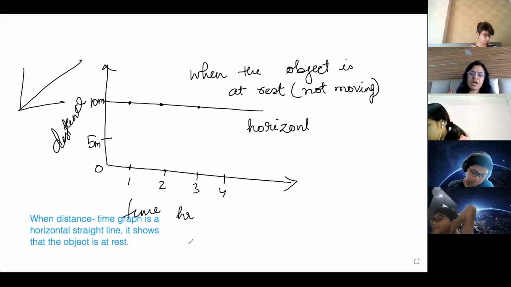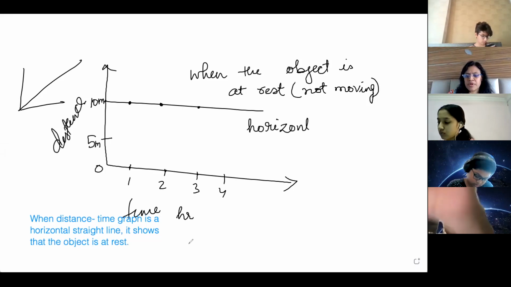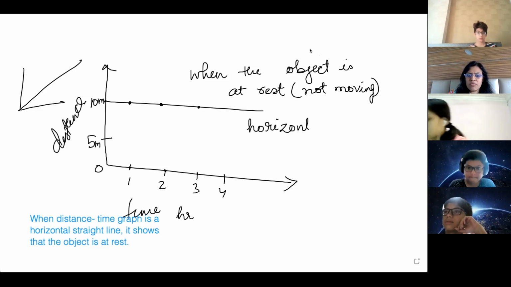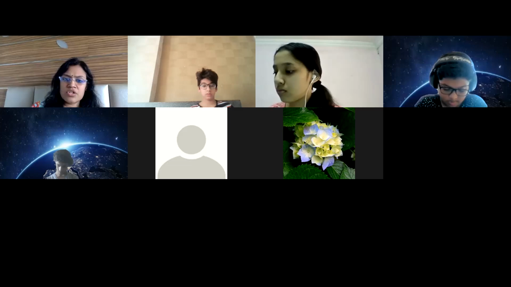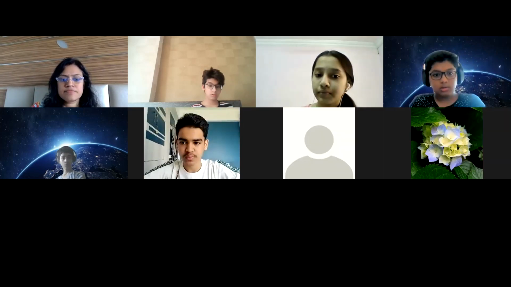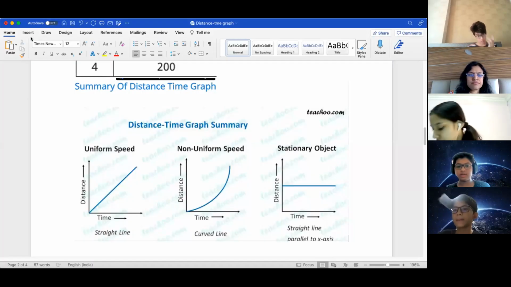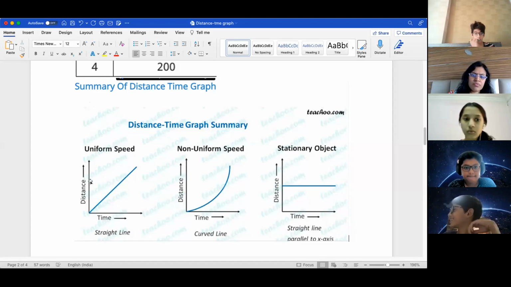So distance time graph, 3 types of distance time graph we have read. A straight line, curved line and a horizontal straight line, means parallel to x-axis. Okay. So I'm going to share that summary. The 3 types of distance time graph that you should know is, please write down this. And this graph was first one. This one, see, summary of distance time graph that we have read just now.